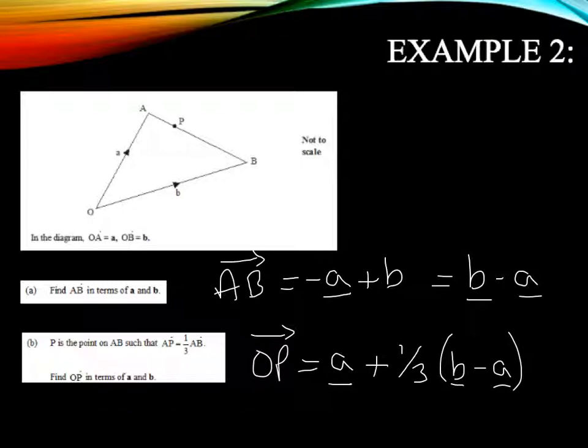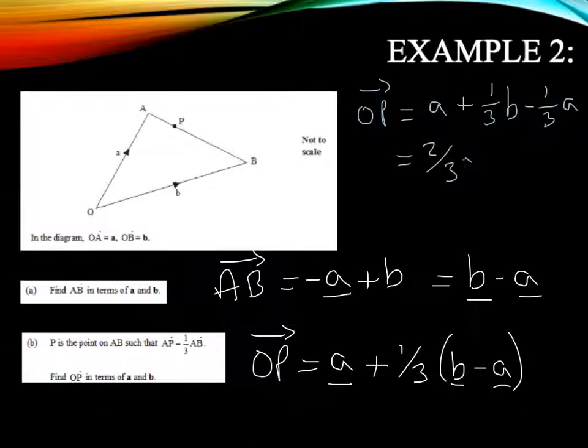So just for completeness, I'm going to do that up here so you can see. O to P would be A plus a third B minus a third A. So I've multiplied out my bracket, a third times B and a third times minus A. Now I can collect my like terms together. If I've got A minus a third A, I've got 2/3 A plus a third B. Now you might argue that that's tidier than this. Either way, they're both exactly the same as each other. Okay, let's move on to a further example.